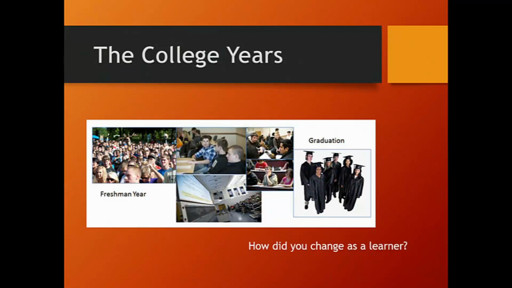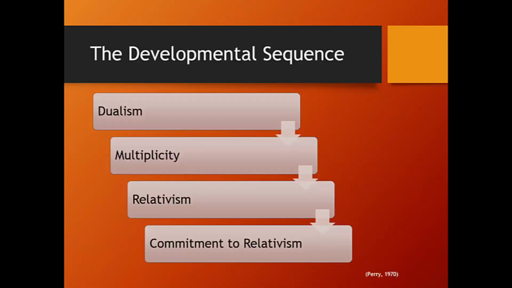Between your freshman and senior year, how did you change over time as a learner? What was your journey like? For decades, researchers have investigated how students' beliefs about knowledge and learning progress over the course of their collegiate careers. This discussion will focus on the work of William Perry and a team of researchers at Harvard University that viewed the development of epistemological knowledge as a sequence. There were 4 overarching stages in this developmental sequence: dualism, multiplicity, relativism, and commitment to relativism.